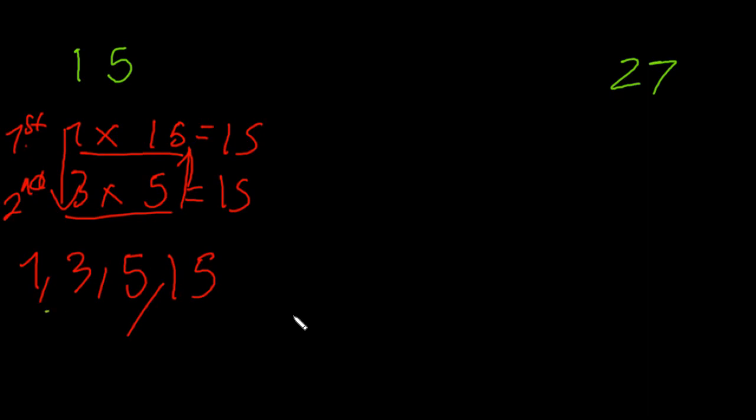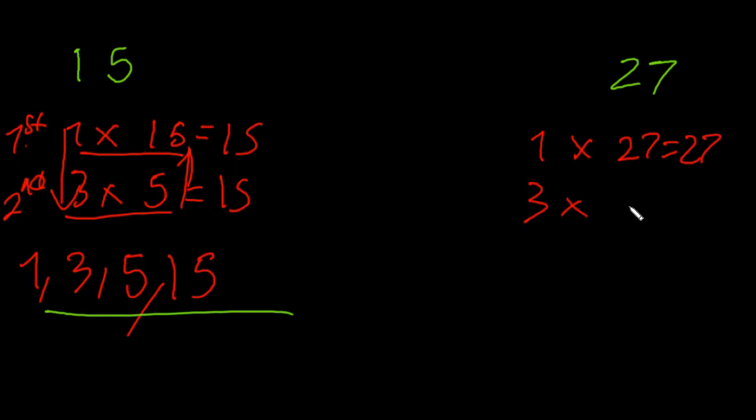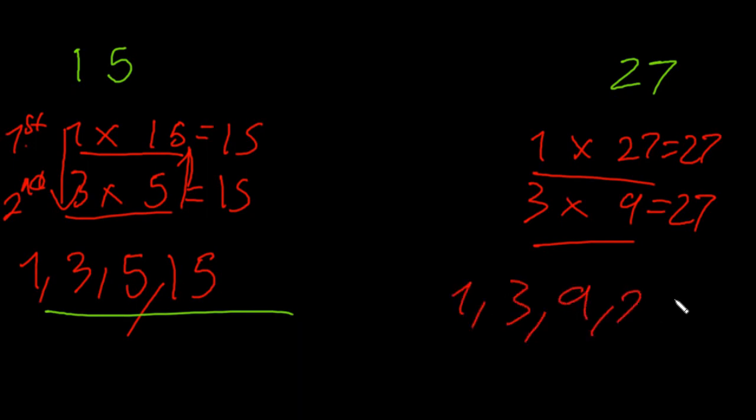So what about our factors of 27? We have 1 times 27. That equals 27, and we have 3 times 9, and those are our factors of 27. So we have our second factor pair and our first factor pair there. So I'm just going to go ahead and write my factors: 1, 3, 9, 27. Alright, that looks neat and tidy.